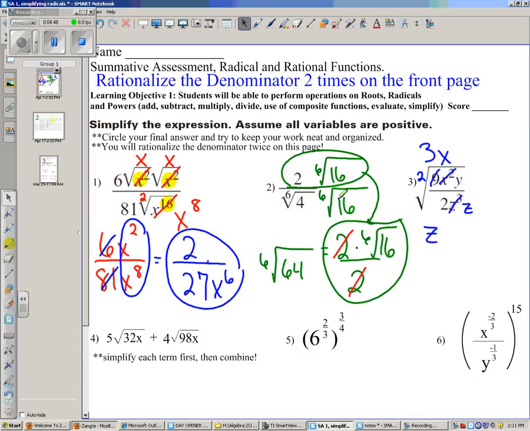So where am I right now? As far as my answer goes, in the numerator, I have a 3x and a z outside of the root, and inside of the square root, I'm actually going to break it into two. I have a y on the top, and I have a 2z in the bottom. So this is where I'm going to start.